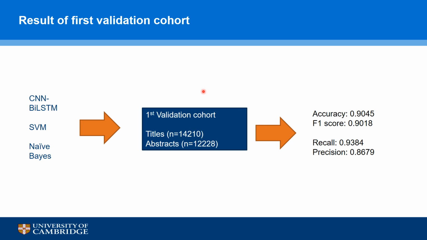The result of the first validation cohort produced an accuracy of 90%, but with a significantly higher recall of almost 0.94 compared to precision, which was 0.87.